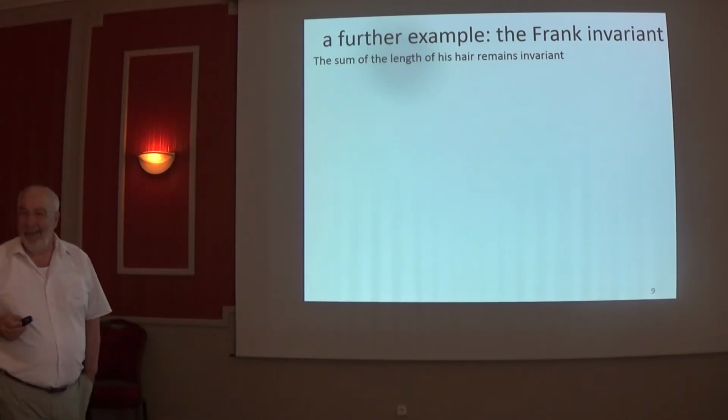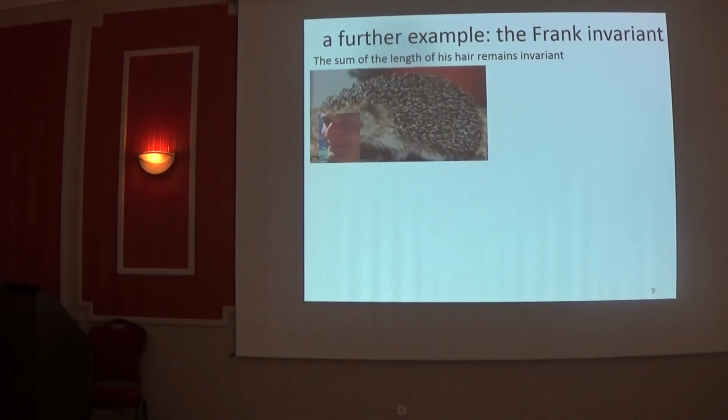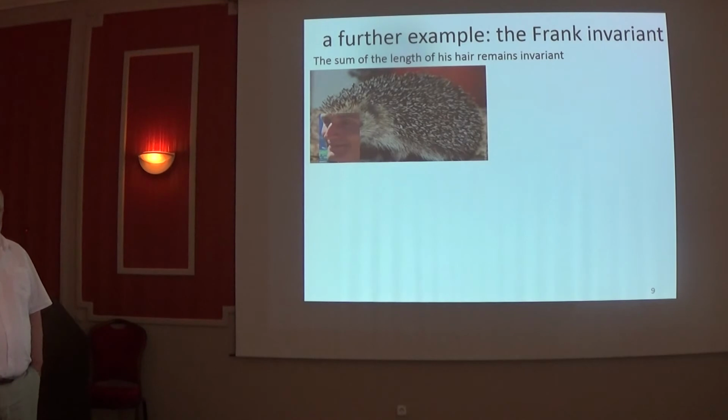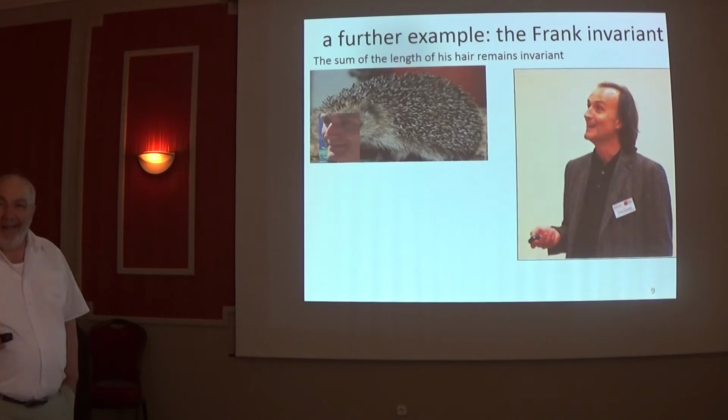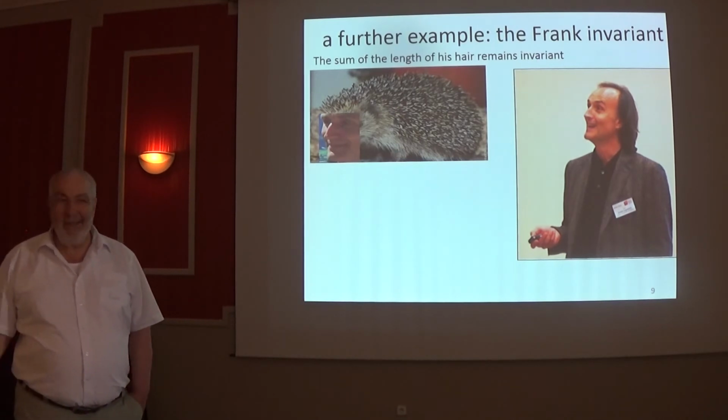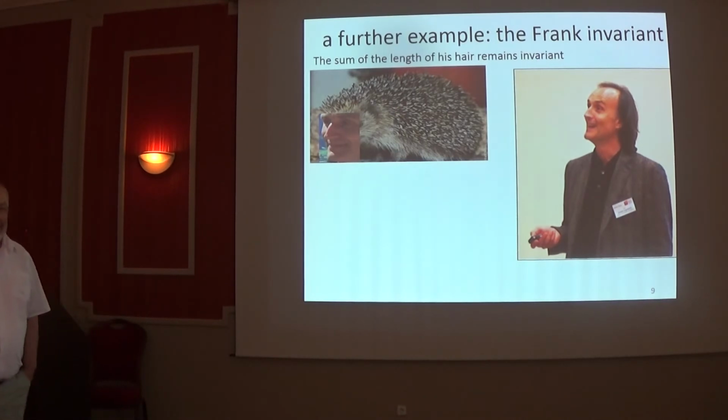Okay? And to make it clear what it is, so when he was young, he had very, very many hairs, and they were very, very small. Okay? And this is what we have now: the number of hairs significantly decreased, but the length increased, so again the sum of the length is invariant.